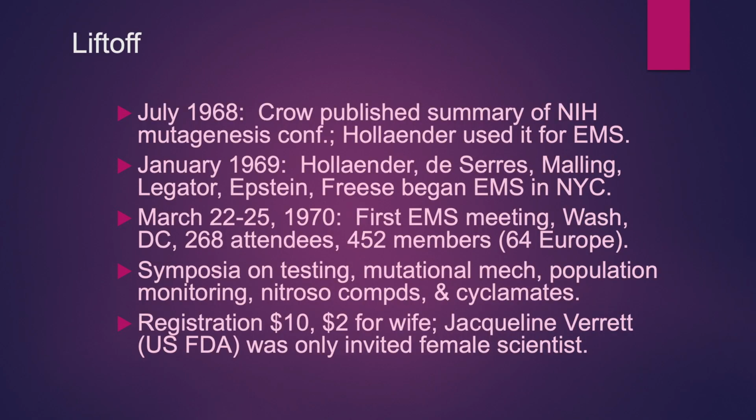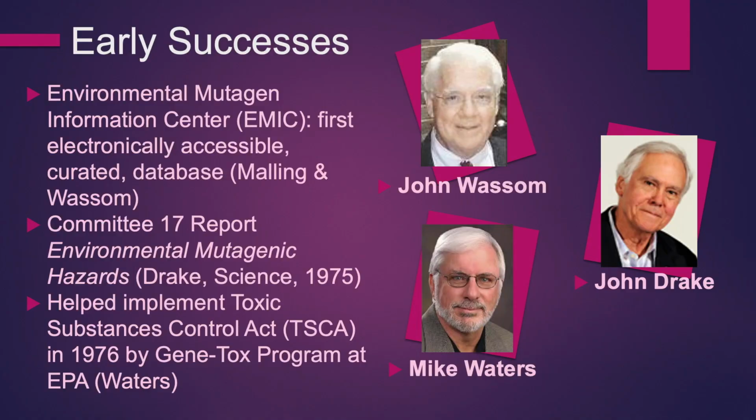I will note that there actually was one invited woman scientist on the program of our first meeting. It was Jackie Verrett here from the USDA. So we have come some ways, I would think. Let me recount a few of the early successes of our society. EMIC was formed, and this was one of the recommendations of the NIH committee, and this was the first electronically accessible curated database, in this case of the entire world's literature in mutagenesis. I can remember seeing this at Oak Ridge by Liz Von Halle and John Wassom.